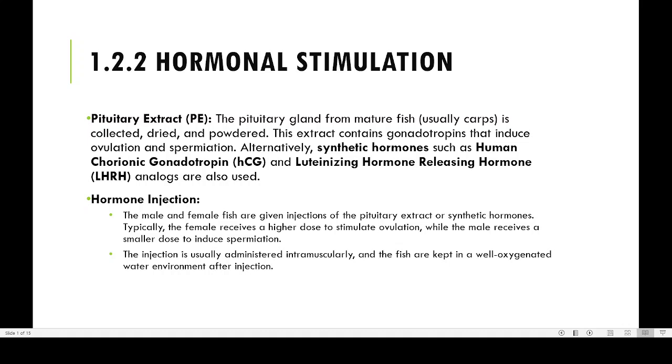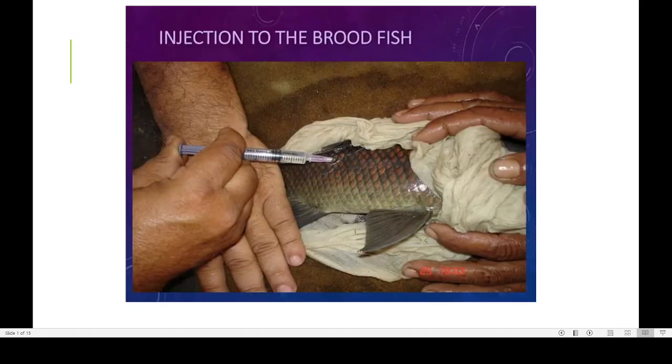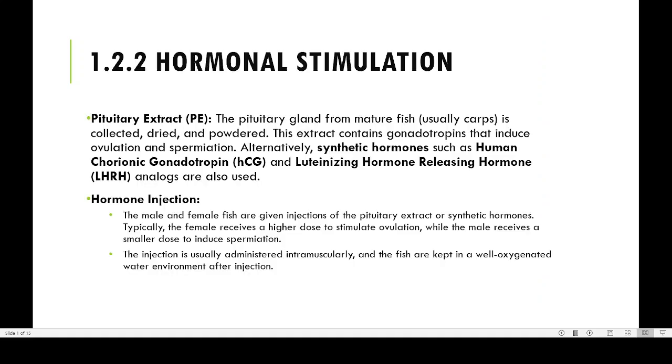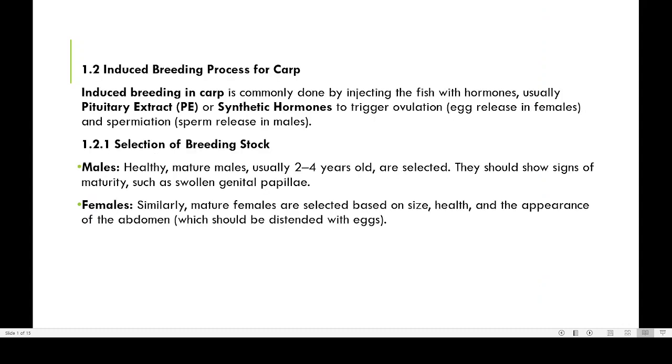So the amount of pituitary hormone injected into the male and the female is different. Females should be given a higher dose. Males need only a smaller dose. This injection is administered intramuscularly, that is, into the muscle of the fish, and the fish are kept in a well oxygenated water environment after the injection.